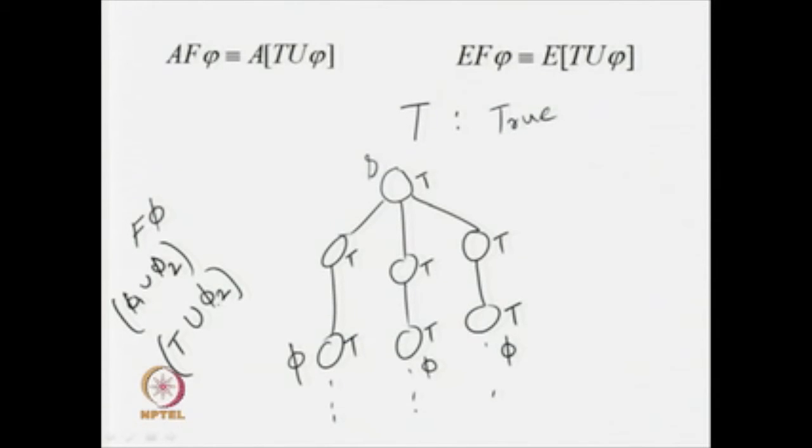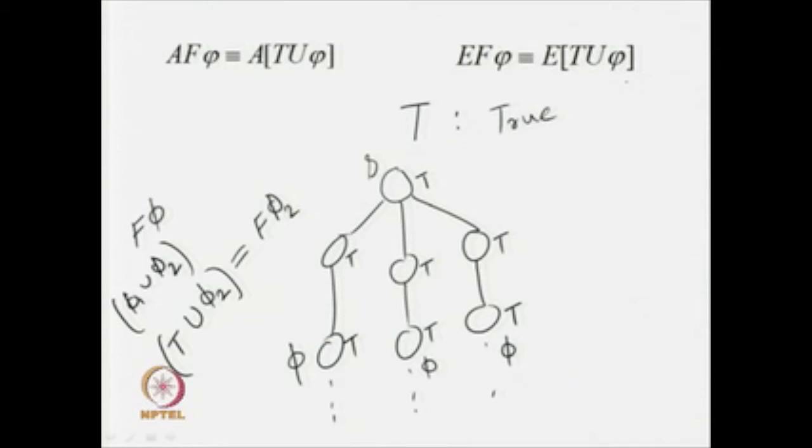So, this is nothing but we are going to look for some state in the future where phi 2 is true. So, this is basically nothing but F phi 2. That is why we are saying that the future operator can be replaced with the help of the until operator. So, A F phi will be equivalent to A true until phi, and E F phi will be equivalent to E true until phi. So, if there exists a path in the future where phi is true, we will say that there exists a path where true remains true until phi becomes true.